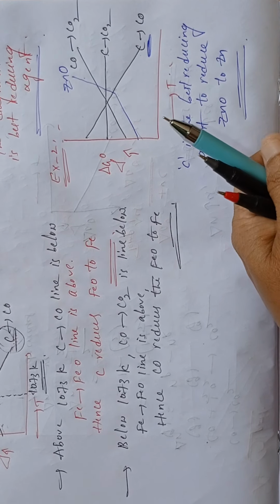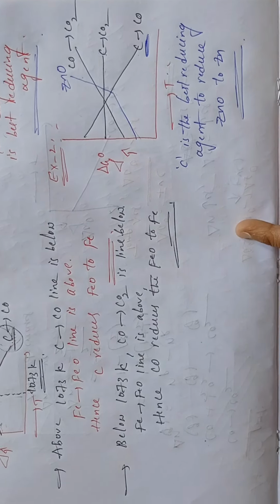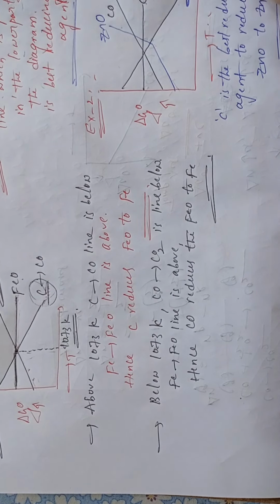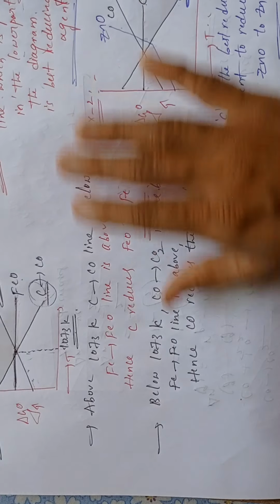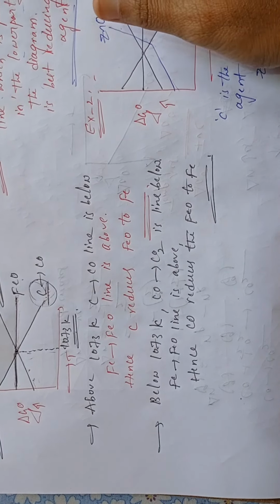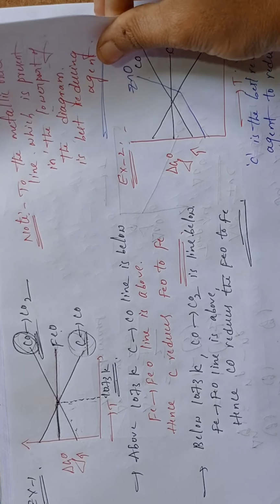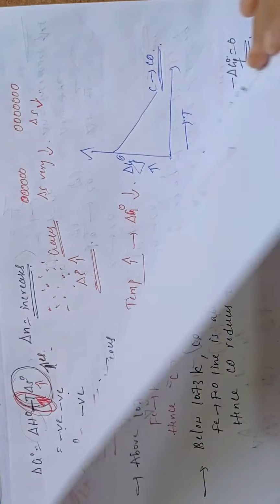Understanding, students? So this is the Ellingham diagram, students. By using the Ellingham diagram we can find the best reducing agent. So like this we can answer the question, students. These are the two examples, previous year's questions. You can easily understand.